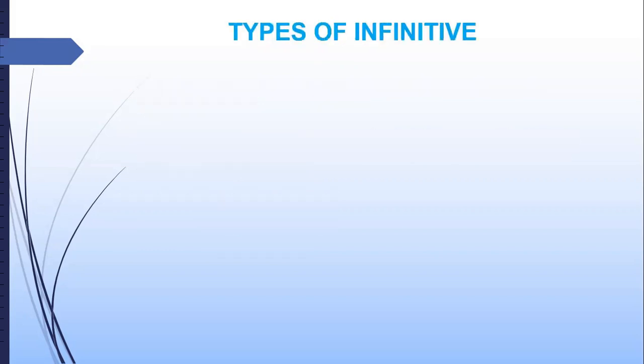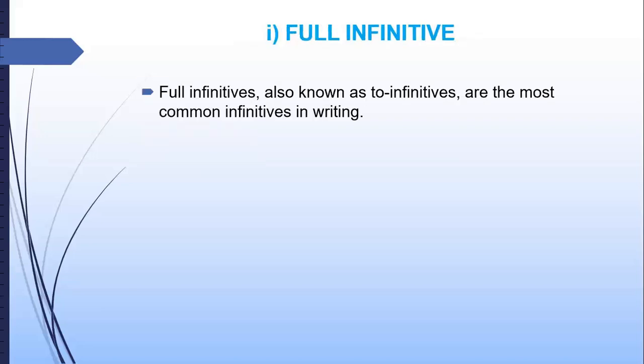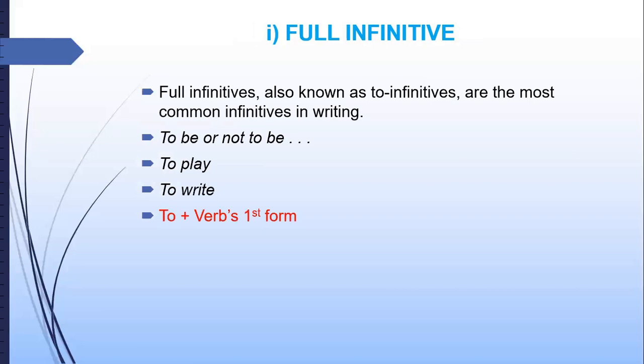Let's check the types of infinitive. There are two main types of infinitive. One is the full infinitive and the second one is the bare infinitive. Let's check what is meant by full and bare infinitives. Full infinitives, also known as to infinitives, are the most common infinitives in writing. To be or not to be, to play, to write. These are all examples of the full infinitive.